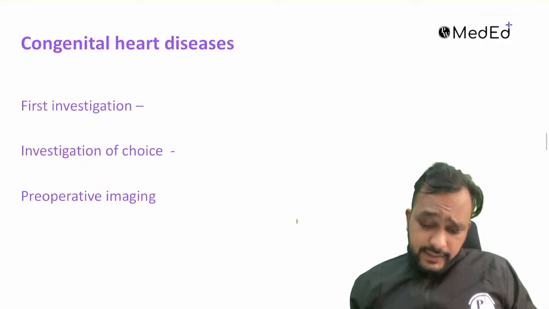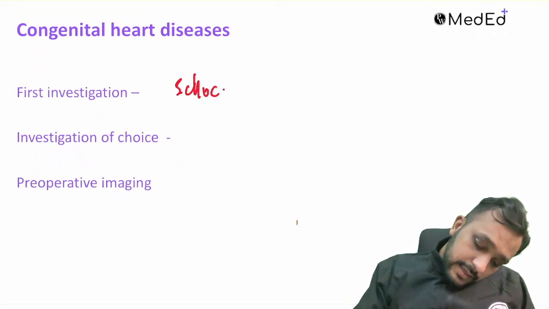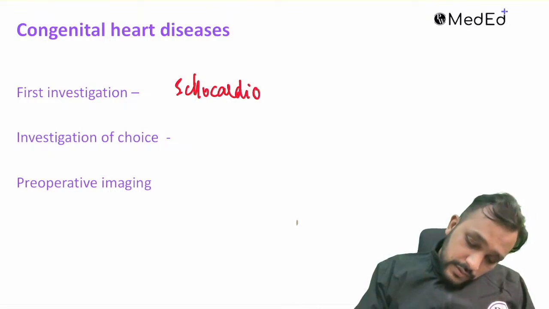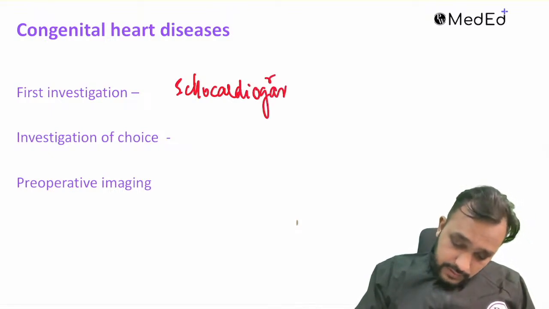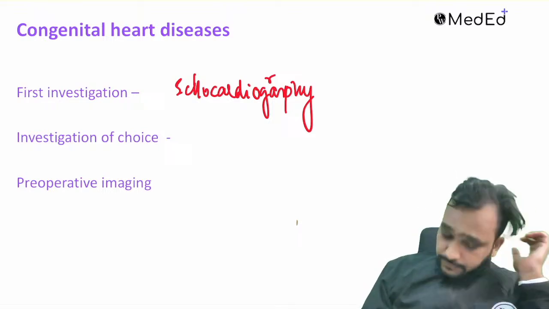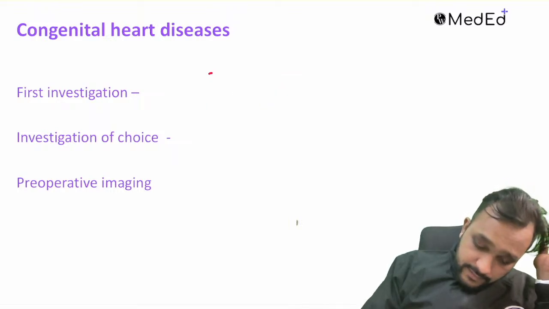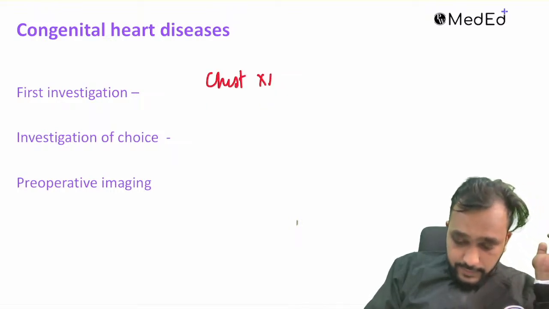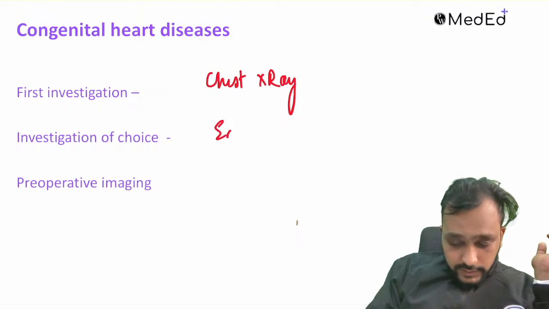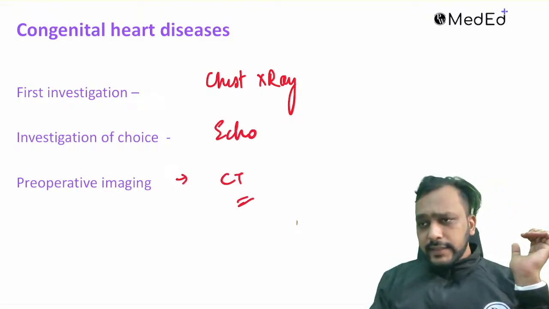congenital heart diseases. First investigation of choice in patients with congenital heart diseases is echocardiography, right? Investigation of choice, right? Sorry, first investigation can be chest x-ray, and investigation of choice is echo. And for preoperative imaging you can get a CT done.